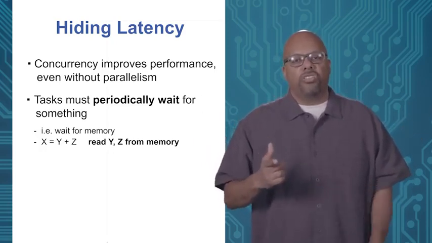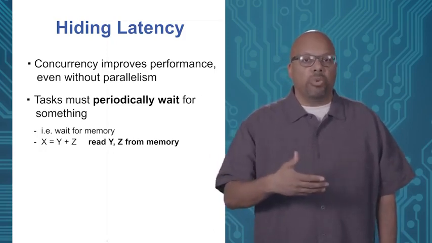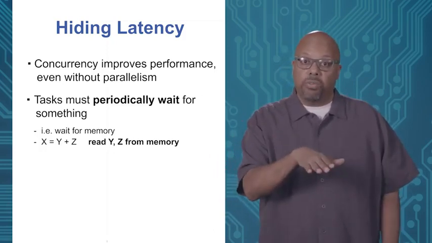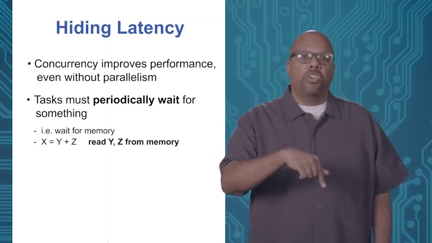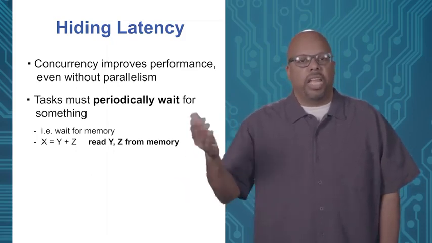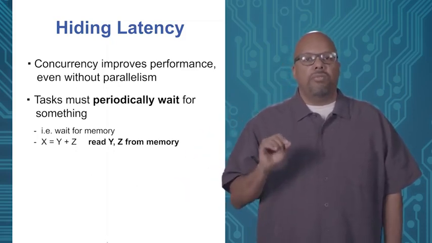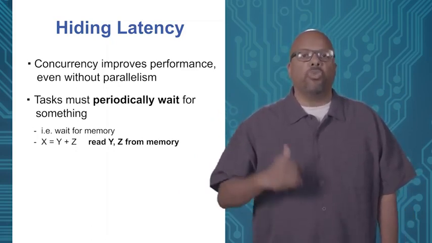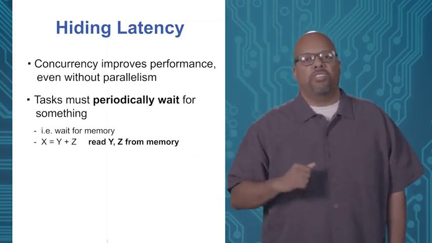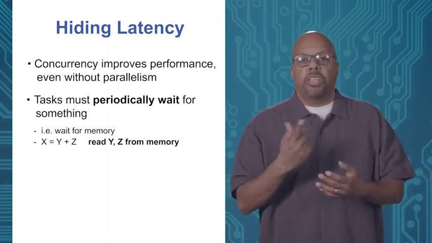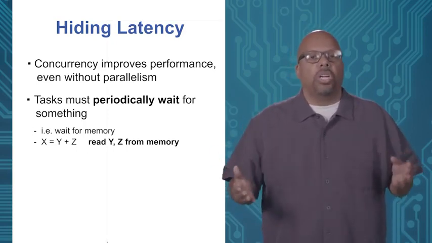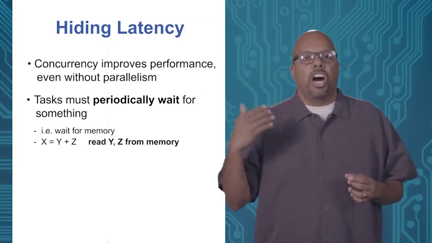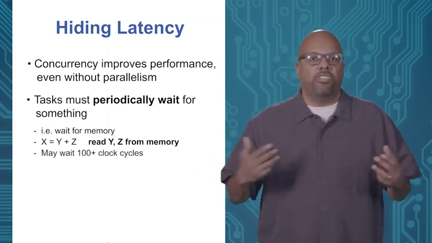So in order to do this instruction, you've got to read y and z from memory, and then you can compute the addition, and then you can put the result back in memory, in x, right? These memory accesses, reading y and z from memory, can take over 100 clock cycles just waiting on memory to grab the data from memory. The add instruction itself takes 1 clock cycle, but you might be waiting 100 clock cycles just to read the data from memory.